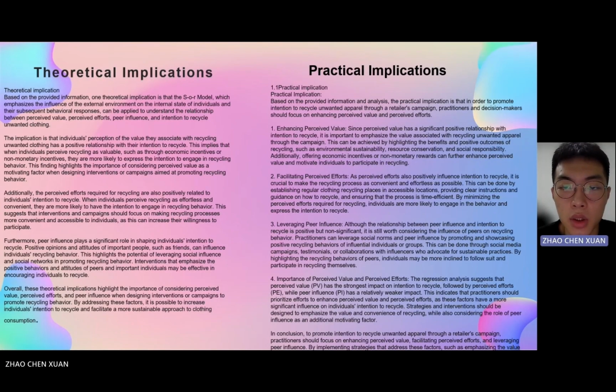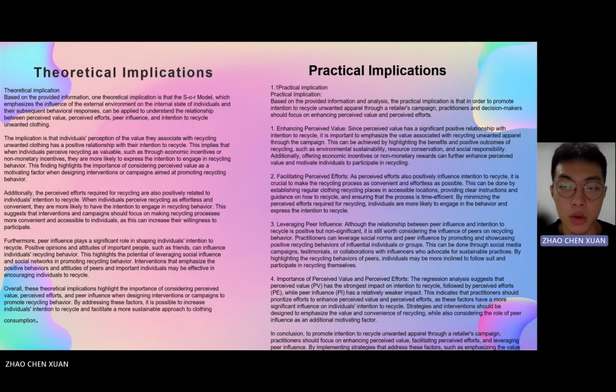These theoretical implications highlight the importance of considering perceived value, perceived effort, and peer influence when designing interventions or campaigns to promote recycling behavior. By addressing these factors, it is possible to increase individuals' intention to recycle and facilitate a more sustainable approach to clothing consumption. For practical implications, let's conclude it in short words.